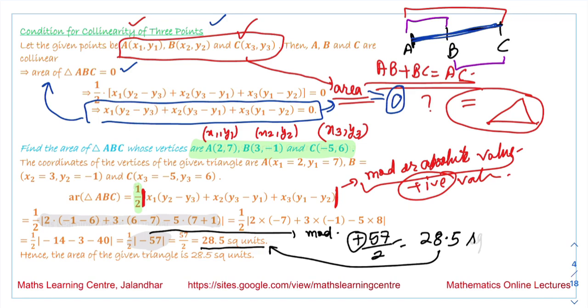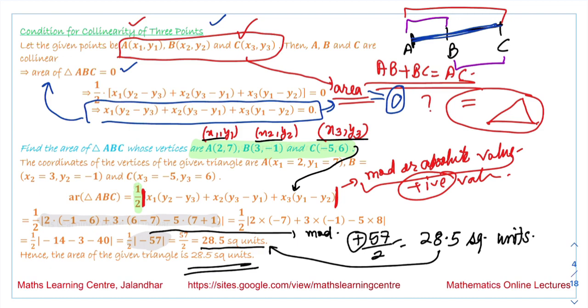This is area, so the units are square units. So these are the 3 points that we have. We have substituted these values in this formula, simplified the values, and obtained the answer for the area of the triangle.